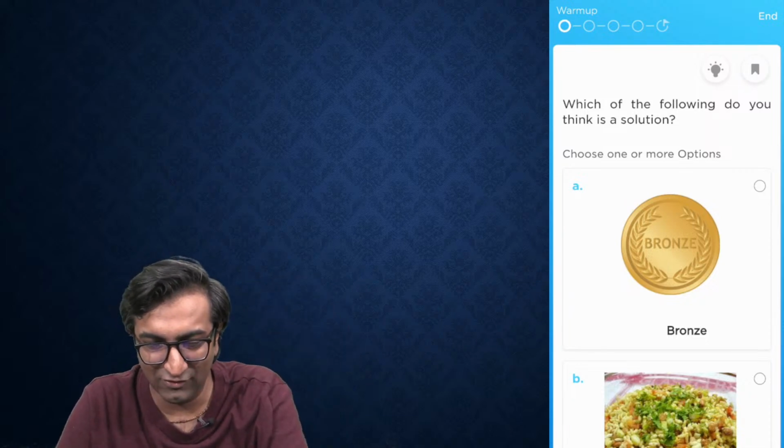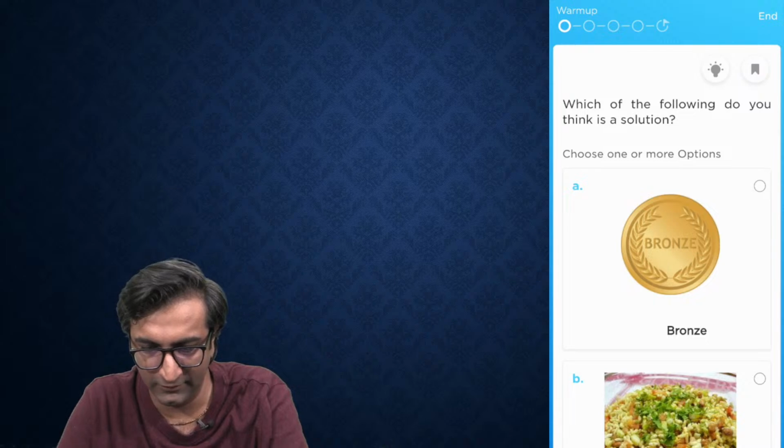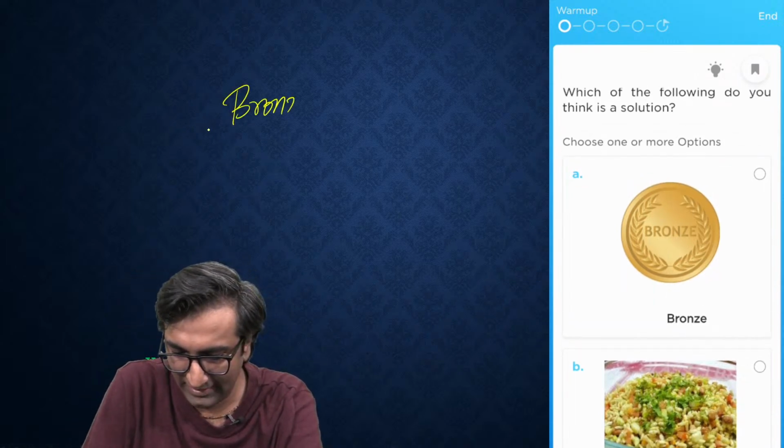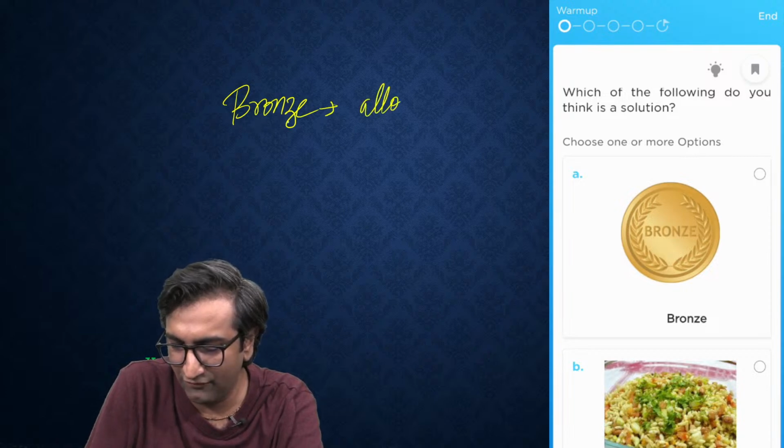Okay, इससे एक ज्यादा करेक्ट हो सकता है. Which of these do you think is the solution? Bronze. Bronze क्या है? Bronze is an alloy. I'm just going to write alloy right now. किस चीज को alloy? We'll see.